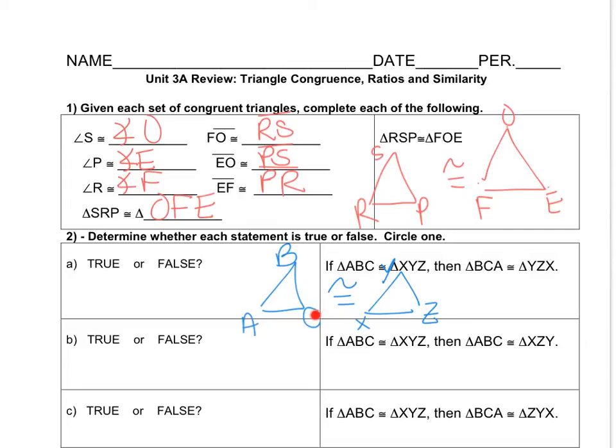With that information, it says, does BCA, so start at the top at B, come down to the right at C, and go to the left at A, is that the same as starting at Y, coming down to Z, and going over to X? And yes, it is. So that one is true.